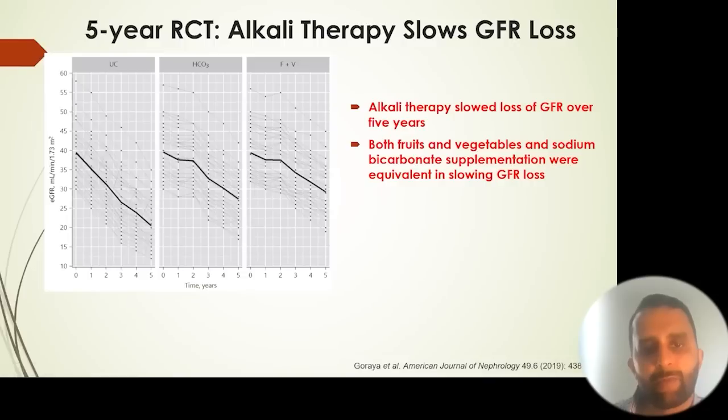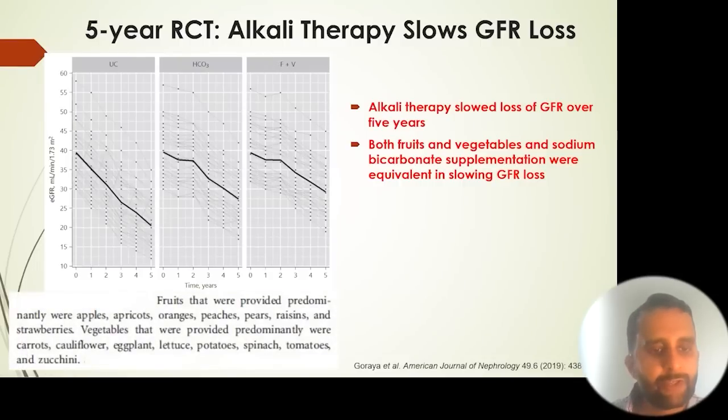Basically the take home point is that eating fruits and vegetables does slow down the progression of kidney disease by treating this acid accumulation. And for those who are taking a bicarbonate, that is fine. You're not going to get the added benefits of fruits and vegetables, but if you can do it with fruits and vegetables, it's probably better.